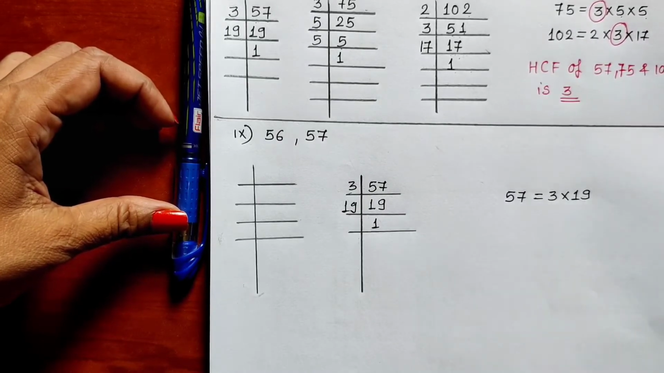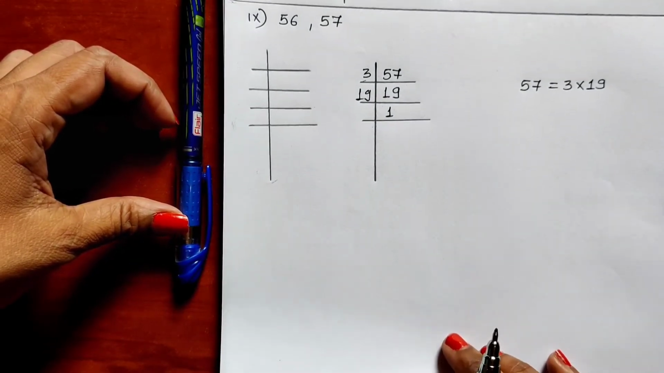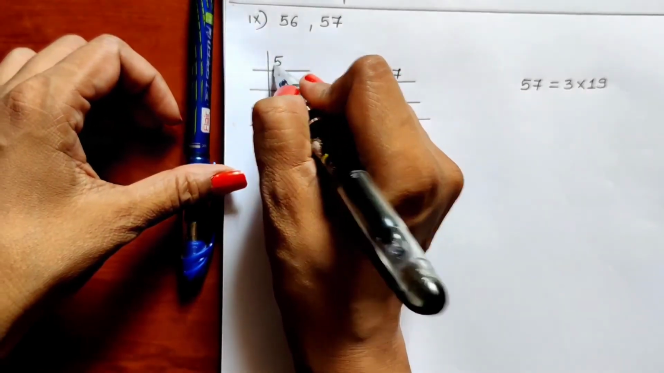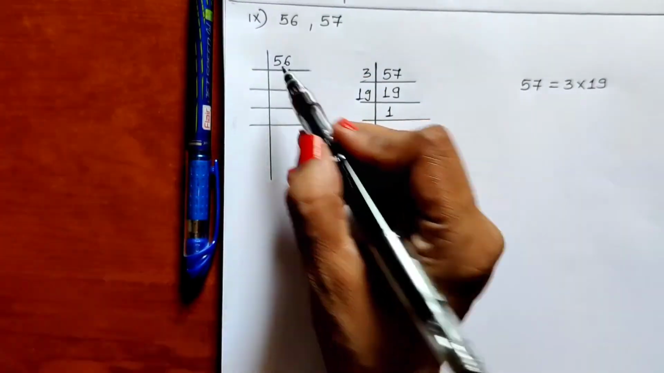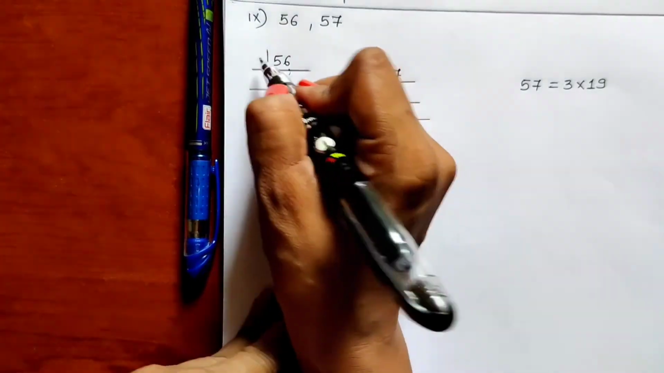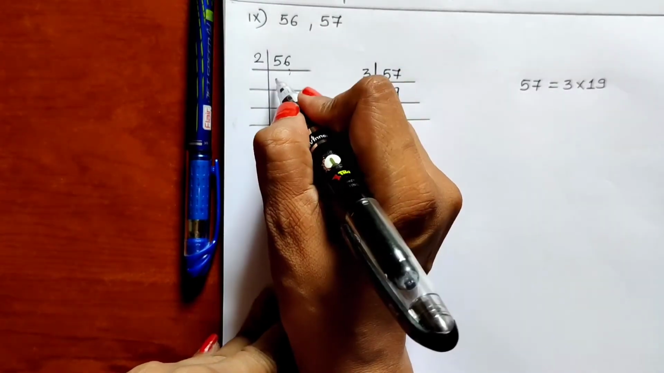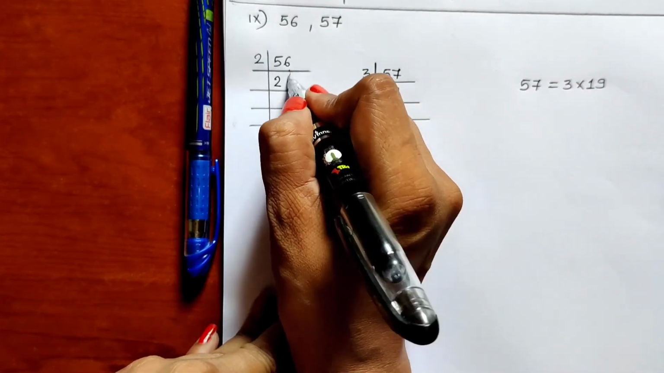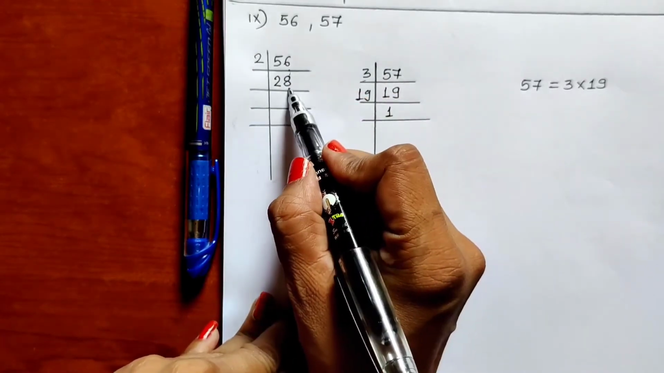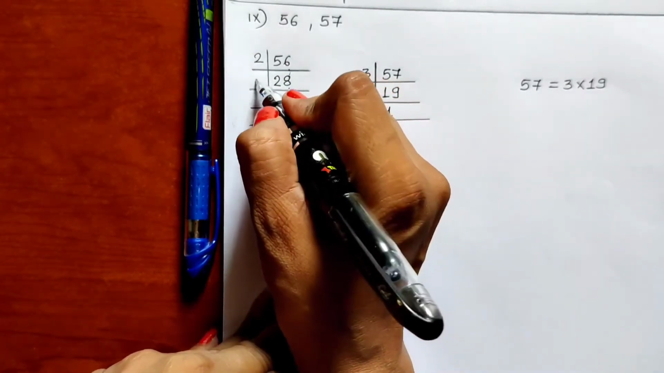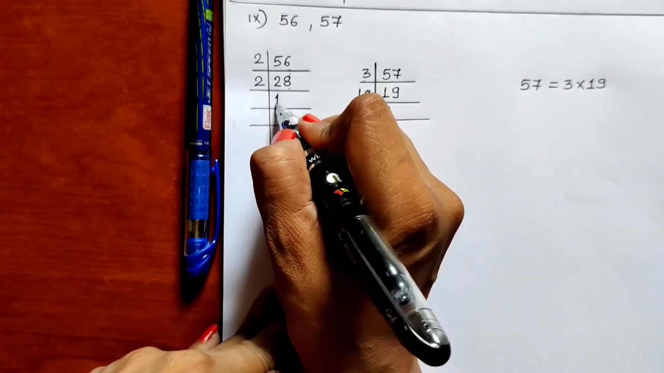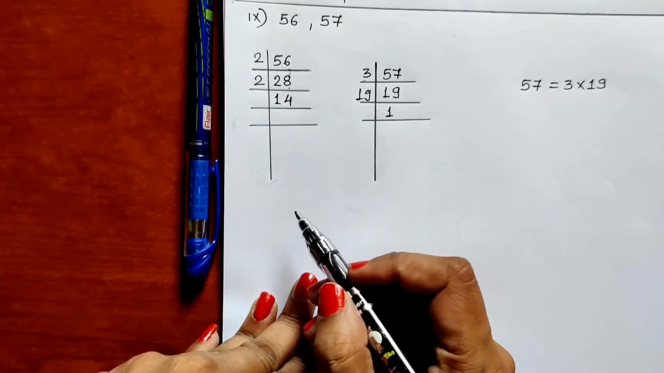Now let us find out the factors of 56. 6 is there in the unit place. This is even number, so it is divisible by 2. 2 2s are 4, 2 8s are 16. 8 we have got in the unit place. It is again divisible by 2. 2 1s are 2, 2 4s are 8.